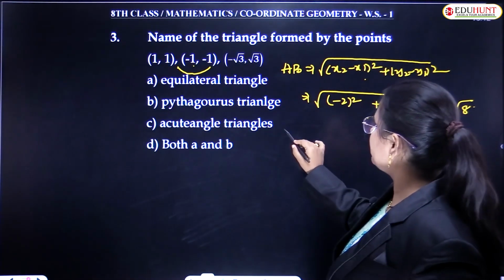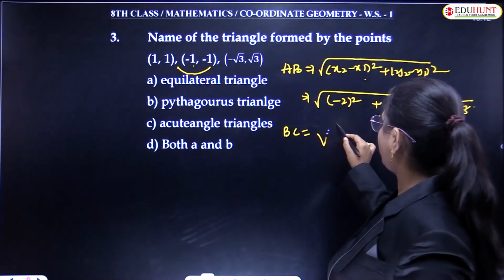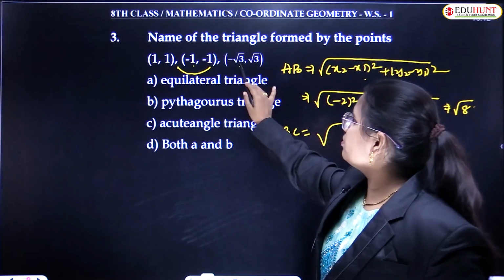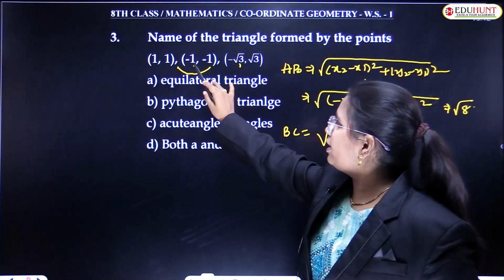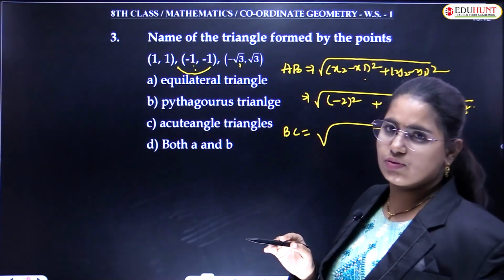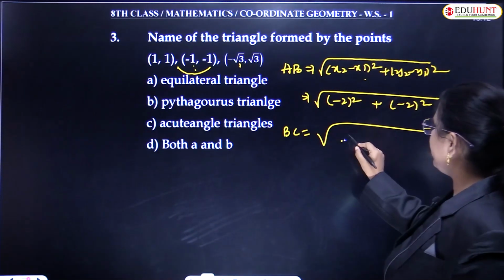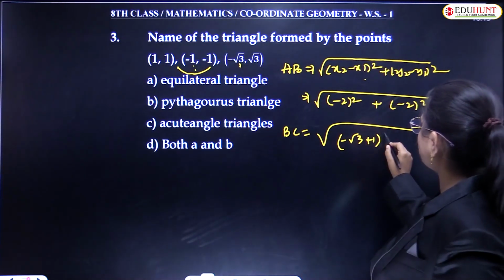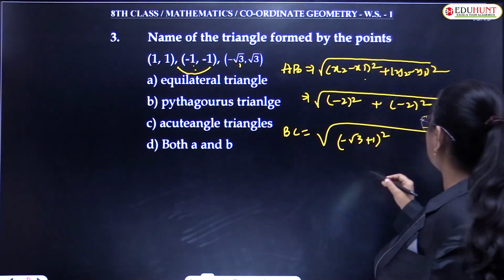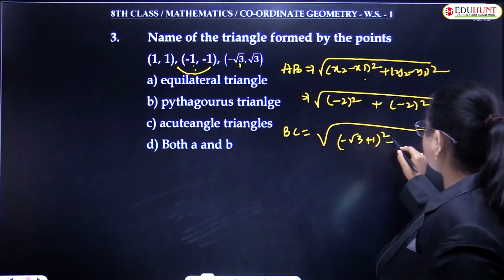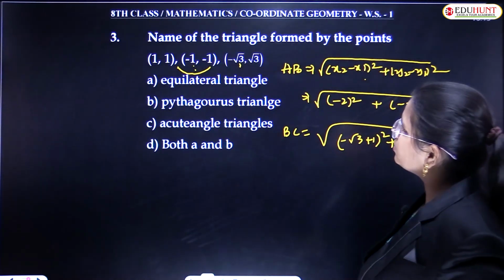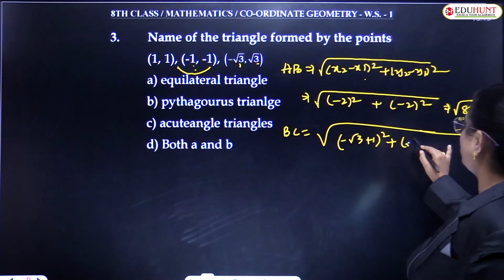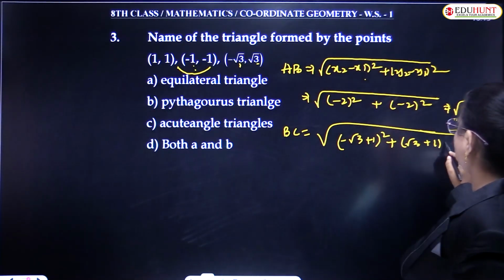Now calculate the distance of BC. How to calculate the distance of BC? Just tell me. Minus root 3 minus of minus 1 is plus 1, whole square. Correct? Plus what is y2 minus y1 whole square? Root 3 minus of minus 1 is plus 1, so root 3 plus 1 whole square.